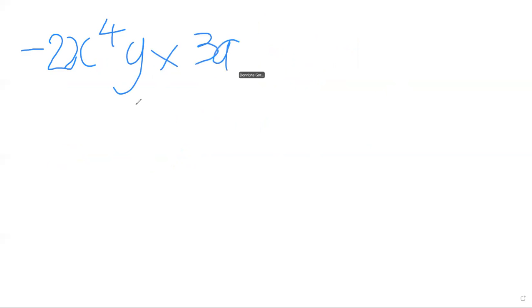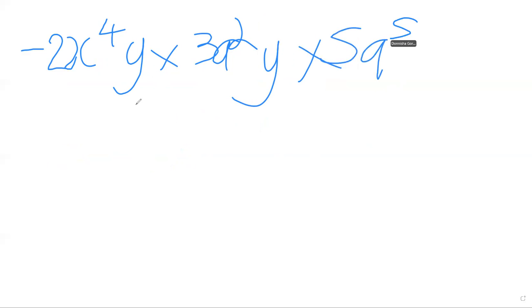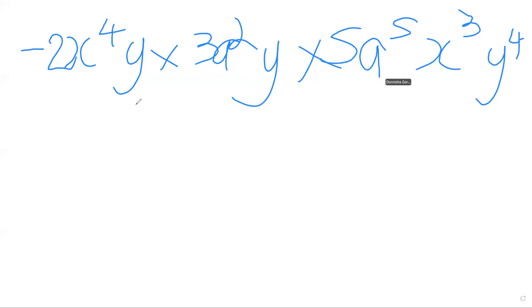The last one is a bit lengthy. It says negative 2x to the 4th power y times 3a squared y times 5a to the 5th power x cubed y to the 4th power. All right, and this a looks like a 9, so there we go. Numbers first. Negative 2 times 3 times 5 is going to be negative 30.